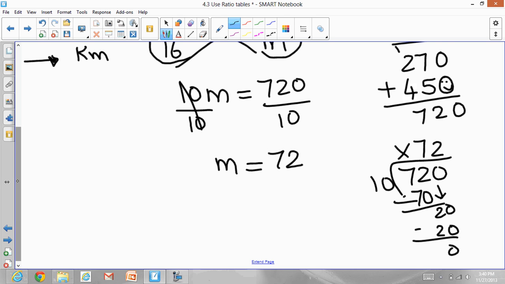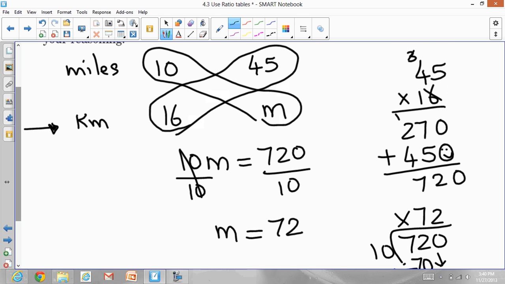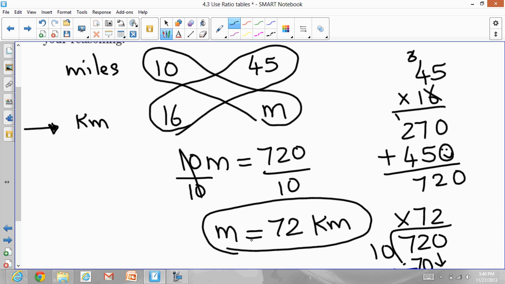So once again, do not just give me the number, go back and refer back to it to see what the m stands for. M is your kilometers. So that means 72 kilometers is the same distance as 45 miles. So in one country, like in the United States where we talk miles, if we say I traveled 45 miles, in another country where they use kilometers, it means they have traveled 72 kilometers.